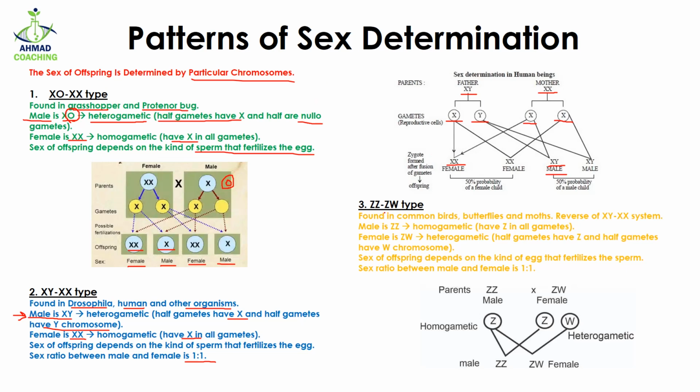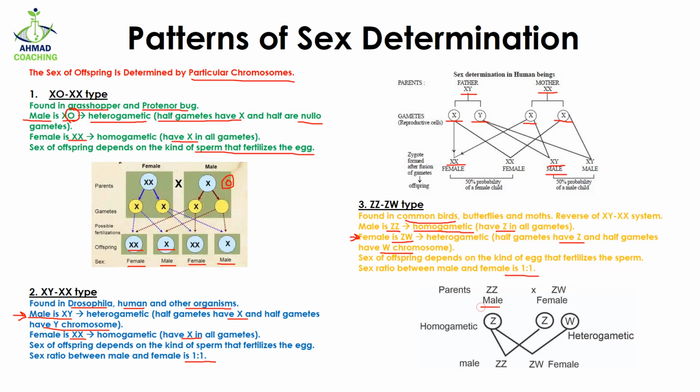The third type of system is the ZZ-ZW system. This type of system is found in common birds, butterflies and moths, and this is the reverse of the XY-XX type system which we just studied. Here in this case the male is ZZ. It means that it is going to produce only one type of gametes, or homogametic, which will have only Z chromosomes, while the female is ZW and it is going to produce two types of gametes. Half the gametes will have Z chromosomes while the other half will have W chromosomes. The sex of the offspring will depend on the female instead of the male. The sex ratio in this case is also 1:1.